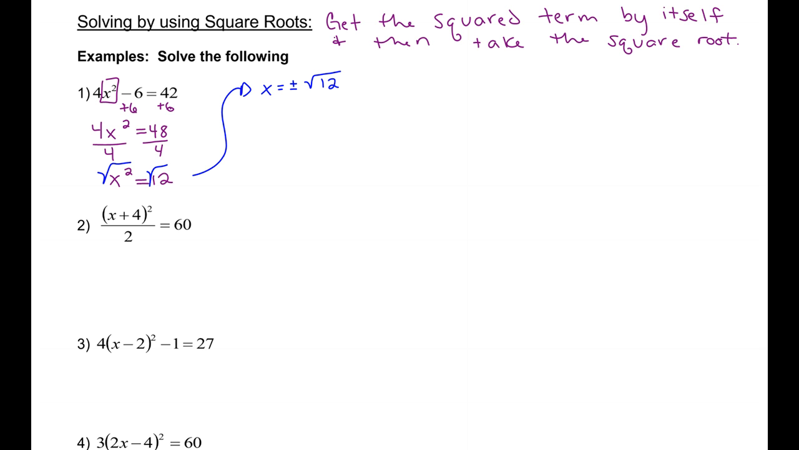Then we do have to simplify the square root of 12. 12 can be broken down to the square root of 4 times the square root of 3, and 4 is a perfect square, so this turns into 2 root 3. So we get x is equal to plus or minus 2 root 3 as our answer.